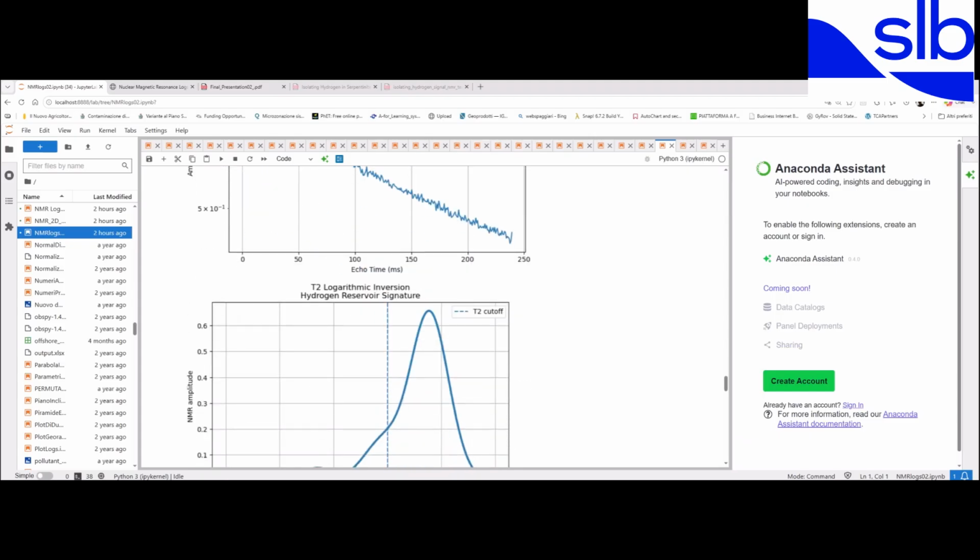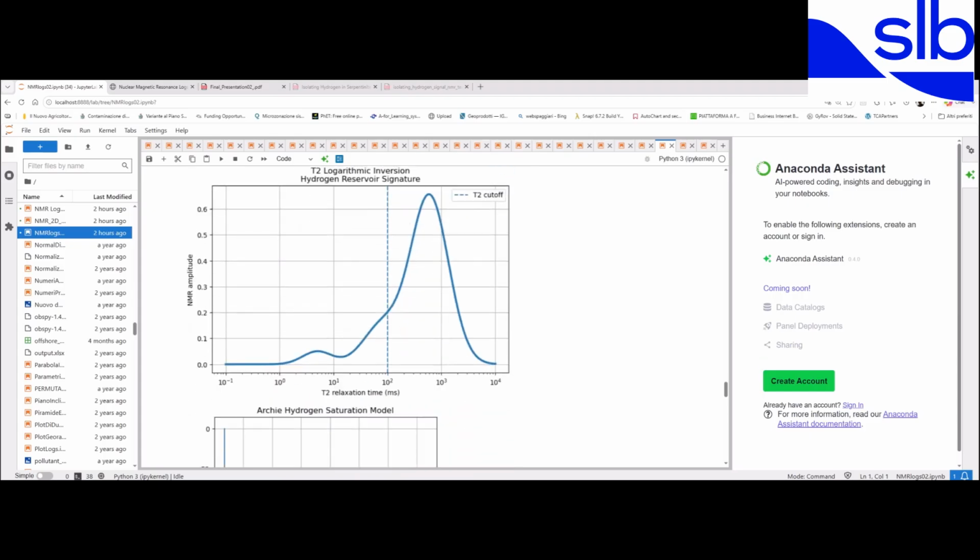The T2 logarithmic inversion is what allows this graph, the hydrogen reservoir signature, plotting NMR log amplitude and T2 relaxation time. We have a clear signature between 10 to the power of 1 second and 10 to the power of 3 seconds.